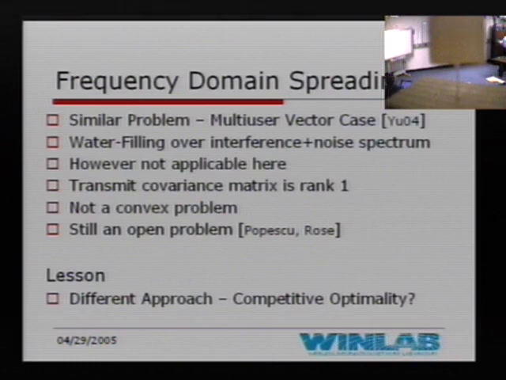So this replication makes the transmit covariance matrix rank 1. Essentially I'm not using my entire signal space, and so this is not a convex problem. In fact, a very similar problem is in your book, in Professor Rose's book, and it's been shown that it's still not solved. So what's the lesson that we take from here?